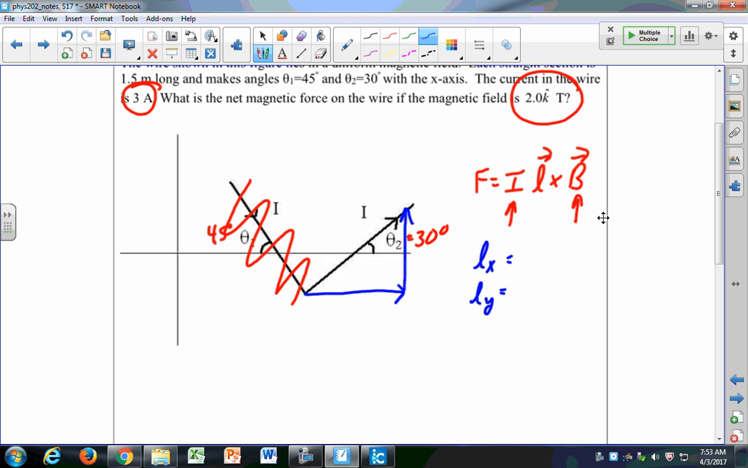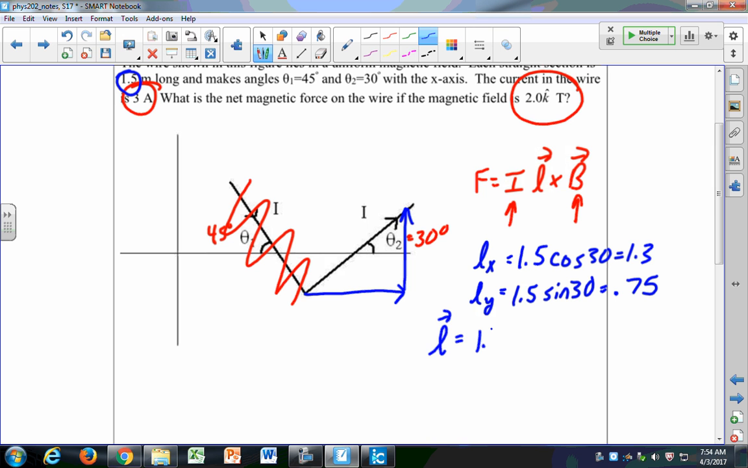Okay. All right. I want to find the X and Y components of L. Well, the magnitude of L is 1.5 meters, so it's going to be 1.5. Is the X cosine or sine? Right, that's my cosine, adjacent over hypotenuse, right? And the angle here is 30 degrees. What's 1.5 cosine of 30? 1.3. And then I have 1.5 sine of 30. That should be 0.75, right? All right, so that's my X and Y. So if I express L, I have 1.3I plus 0.75J.